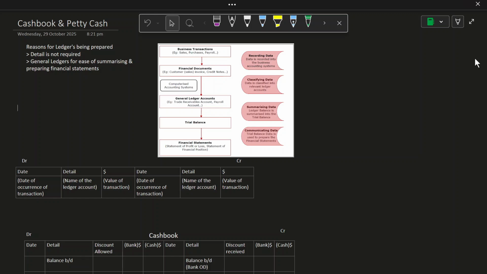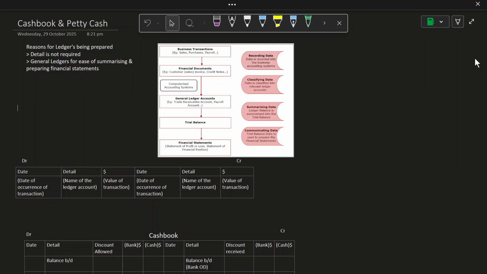I recently asked friends for topics that they face difficulties in, and I got a response from a student saying they find ledgers, cash books, and petty cash books the most difficult. So today's lecture will be summing up these three topics. I hope after watching this you'll be able to balance your accounts without much trouble.